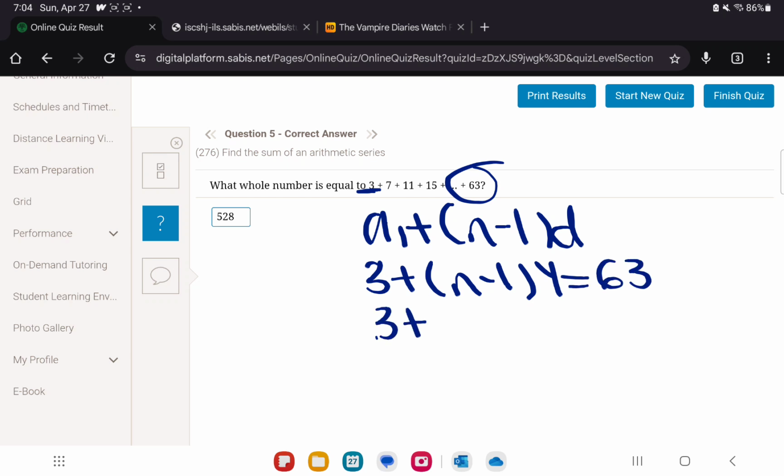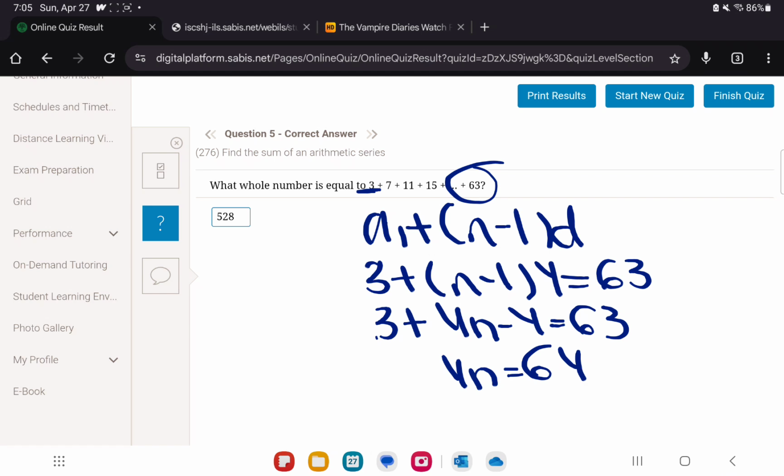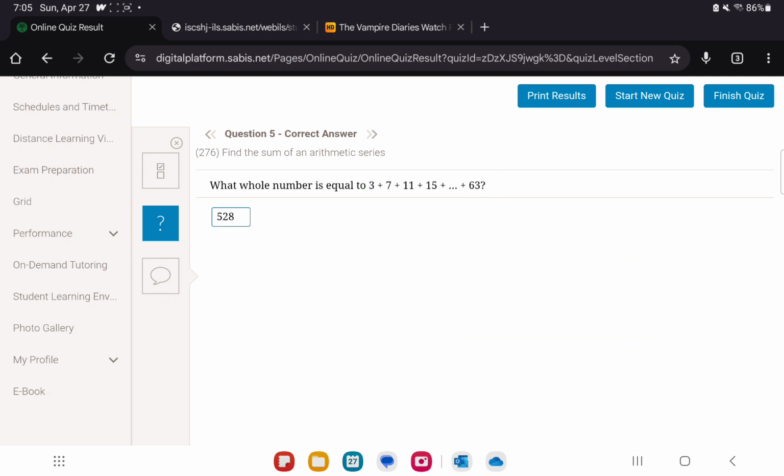So 3 plus 4n minus 4 equals 63. 3 minus 4 is minus 1, so 4n equals 64. N equals 13. So now we found n, okay? Now we'll find the sum. N is equal to 16, not 13, okay?